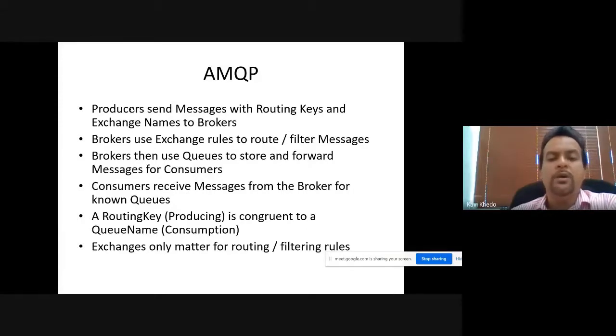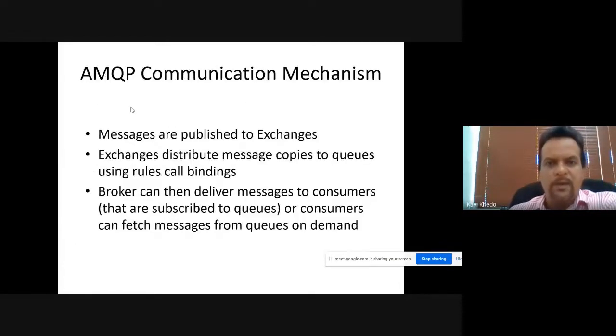And exchanges only matter for routing and filtering rules. So the exchanges normally will do this routing, this linking or binding of a particular message to a particular queue. You're going to see this. I think it should be coming here. So messages are published to an exchange. The exchange gets those messages from producers, and exchanges distribute message copies to queues, because a message can go in more than one queue as well.